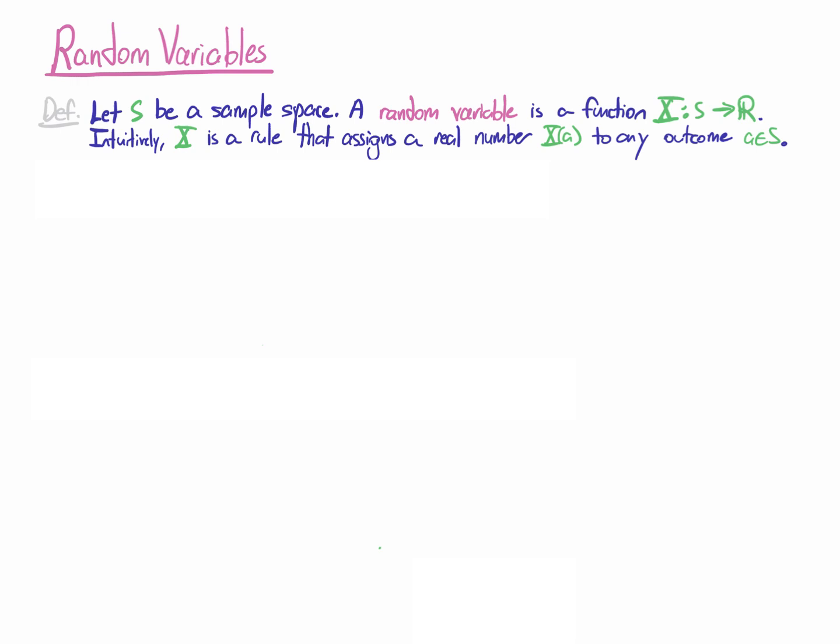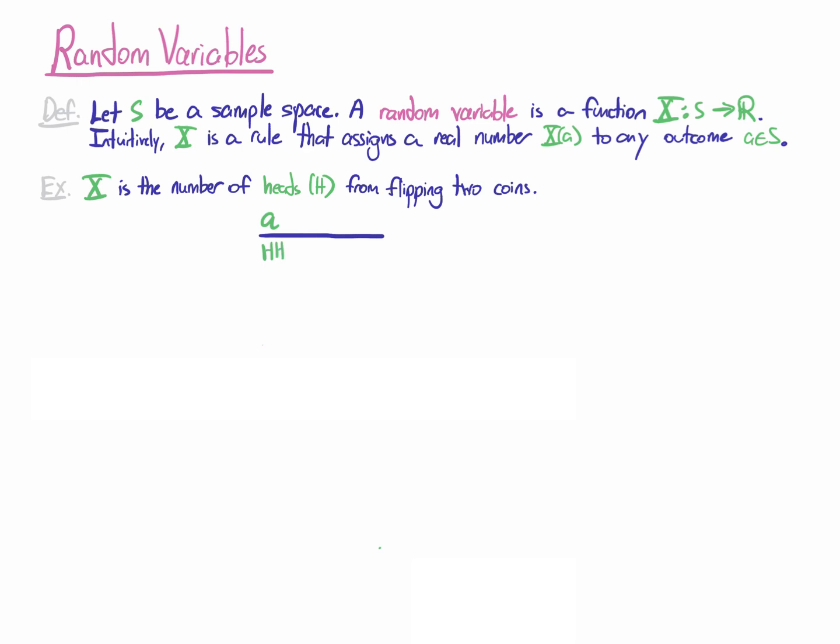So here's one example to get us started. Suppose that I flip two coins, and I'm going to measure the number of heads. So X is going to be the number of heads that I obtain when I flip two coins. What I'm going to do is enumerate the sample space. So here's my set of possible outcomes. When I flip two coins, I could get heads, heads. I could get heads, tails. I could get tails, heads, or I could get tails, tails.